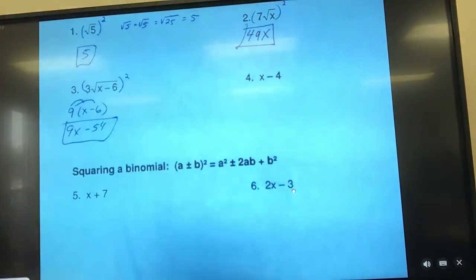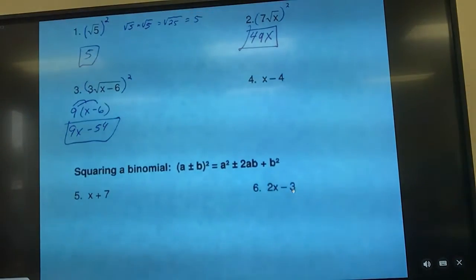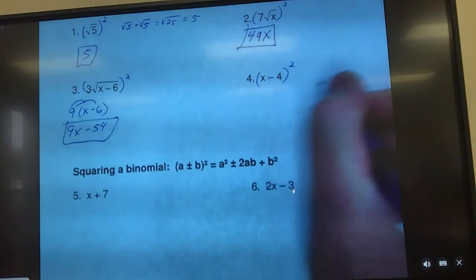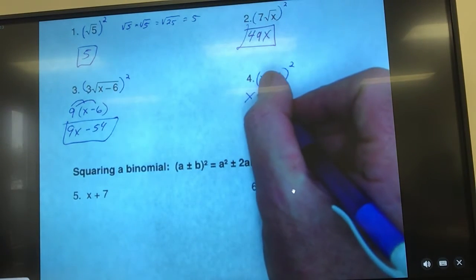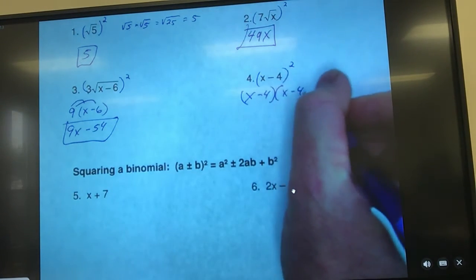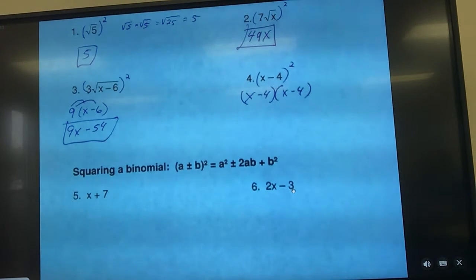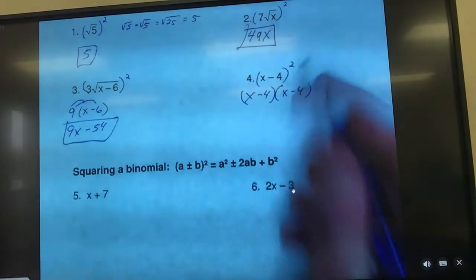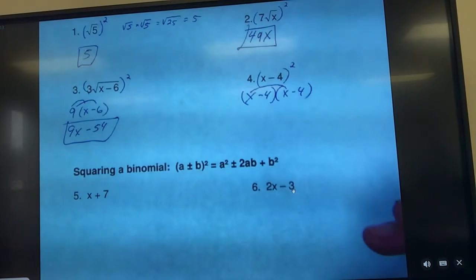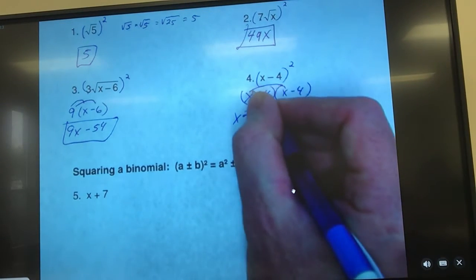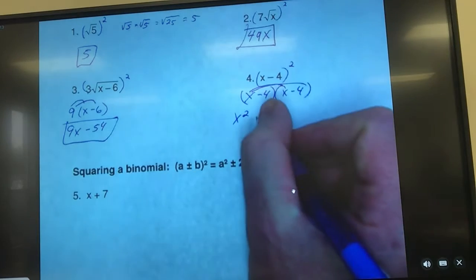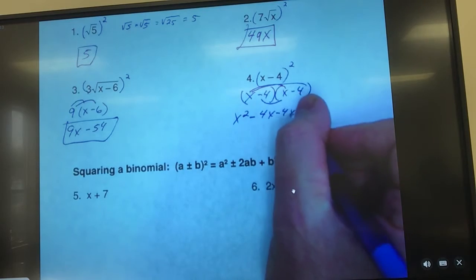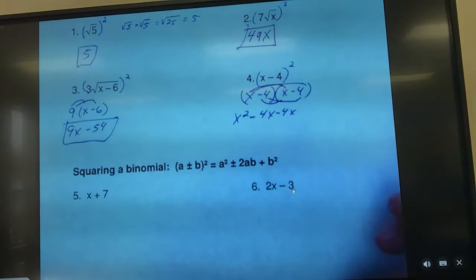Now it says square each of the following expressions, so I've got to square this guy. If I square him, that is the same thing as saying x minus 4 times x minus 4. Y'all remember from way back to the beginning of the year that we used FOIL. First, outside, inside, last, but then we're gonna forget about that in a second. So first would be this times this. What is x times x? x squared. Then outside, x times negative 4. Negative 4x. Now inside, negative 4 times x. Negative 4x. And then last, negative 4 times negative 4 is a positive 16.